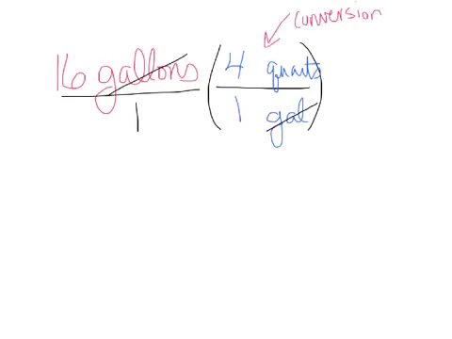Remember, this is just like I'm multiplying by 1. 16 gallons times 1 is still going to give me 16 gallons. But this is going to look a little bit different because it's a different unit of measurement. It is dealing with quarts instead of gallons. But in order to give me something that's going to be equal to 16 gallons, I would do 16 times 4, and I would get 64 quarts.